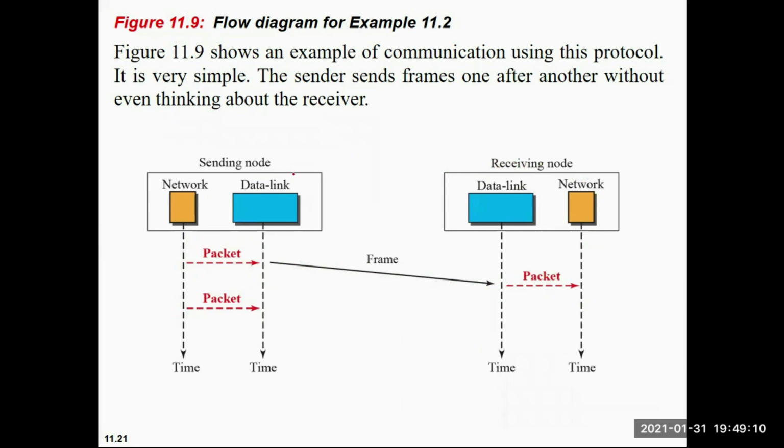In this case, you are seeing that no acknowledgement is there from the receiving side, and the same process will repeat. The packet will get transferred to the data link layer. A frame will be created in the data link layer. The frame will be pushed into the link towards the receiver side, and the receiver will extract the packet from that frame.